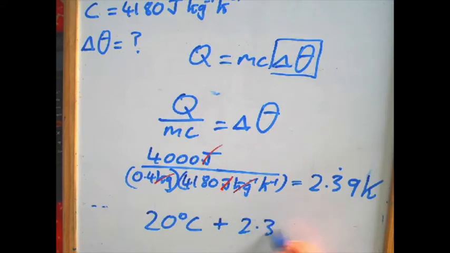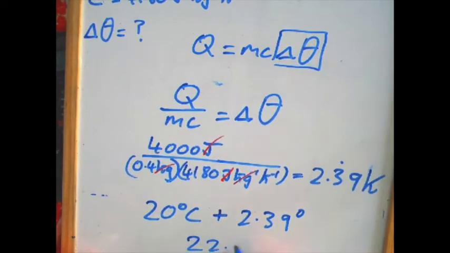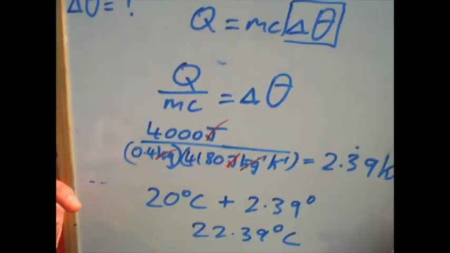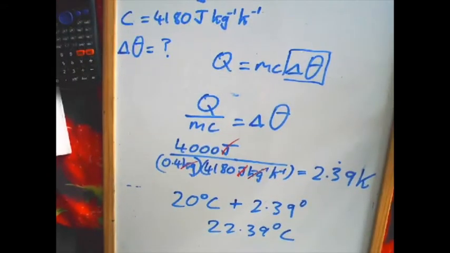So our final answer is 20 degrees Celsius plus, we can convert this into Celsius if we like, 2.39 Celsius. So our final answer is 22.39. We'll keep the precision, degrees Celsius.